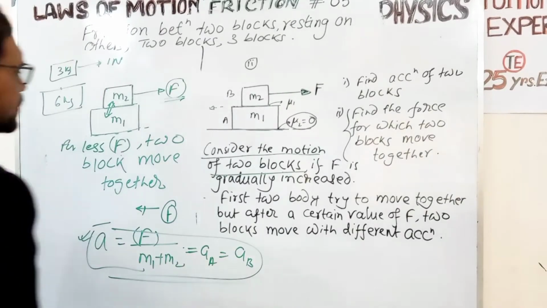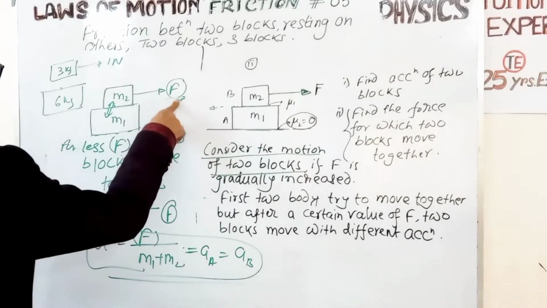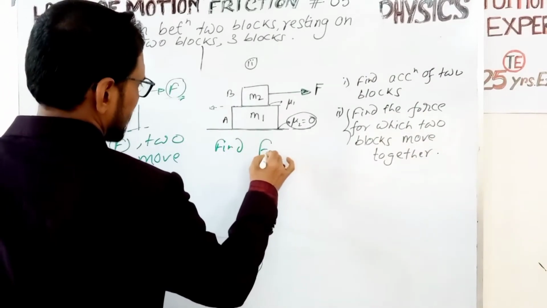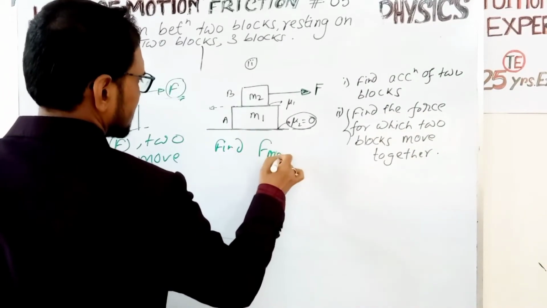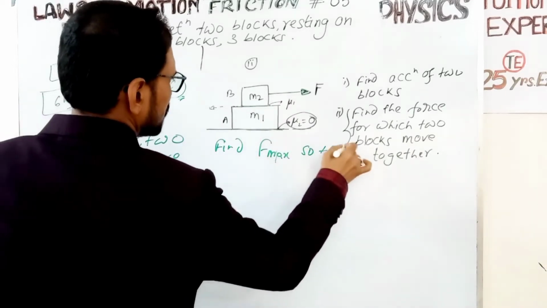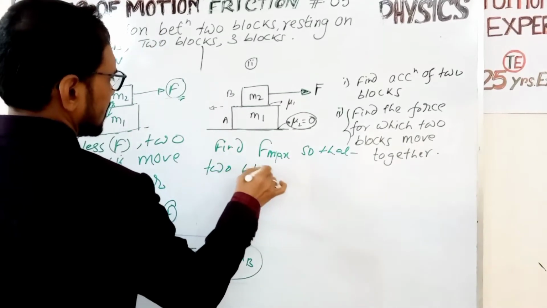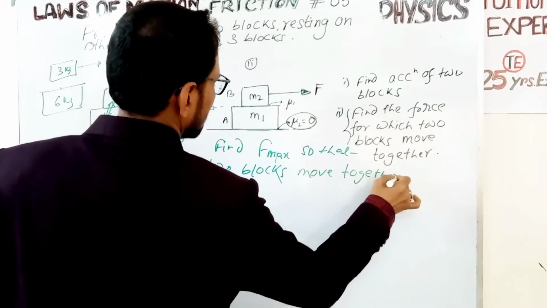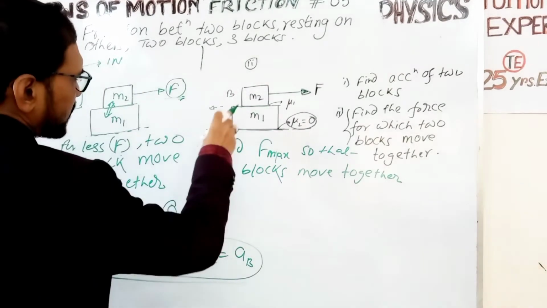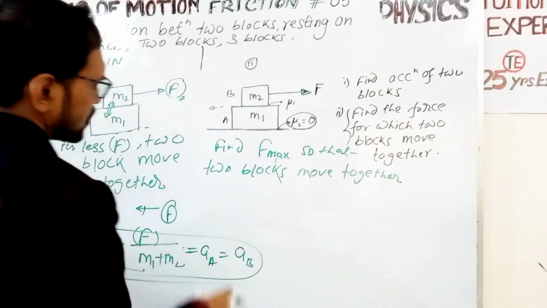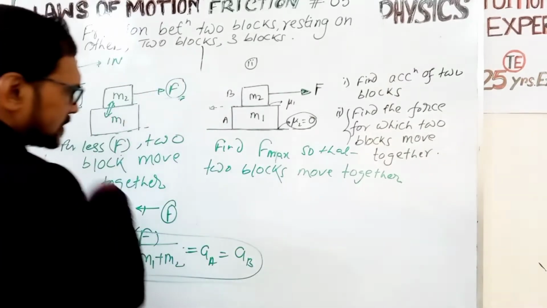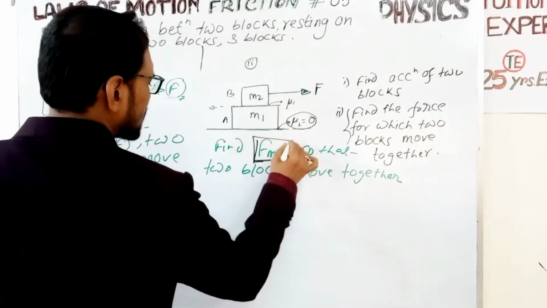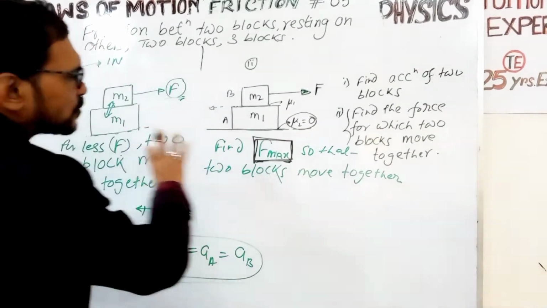Now next, what is the maximum value of F so that the two blocks move together? If we apply the force gradually increasing from 0 to a certain value, then for less value of F, the two blocks will move together. For what maximum value of F do the two blocks move together?